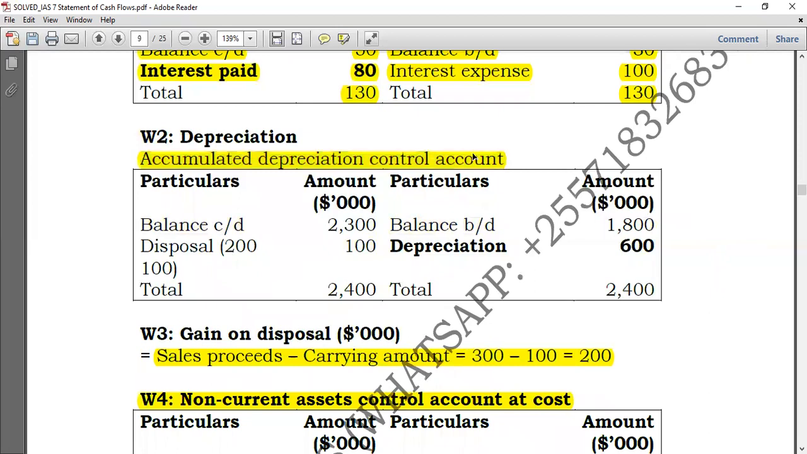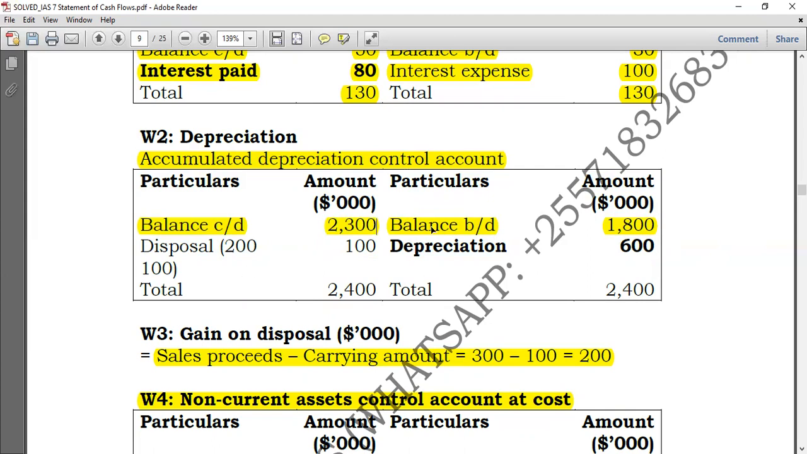Accumulated depreciation is the opposite of cost, so it will be on the credit side. So balance BD would be on the credit, 1,800, and the balance CD is 2,300, just like this. Do not mind me putting the balance up here. We will put it down, but no need for that. All right. What are the entries in accumulated depreciation?